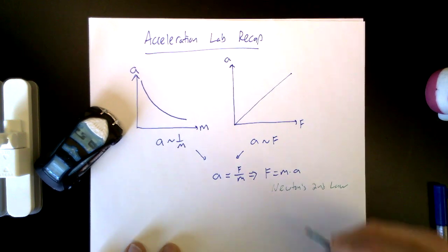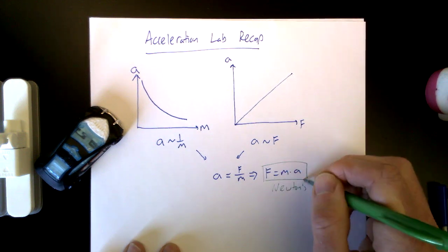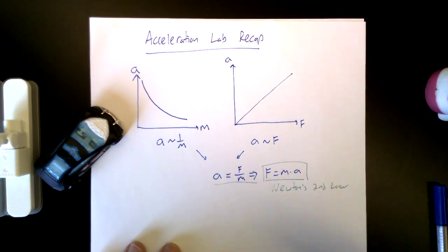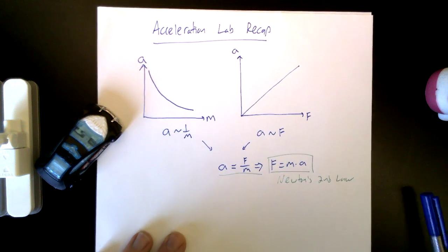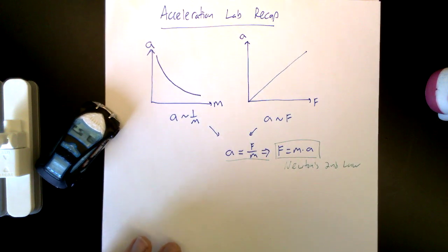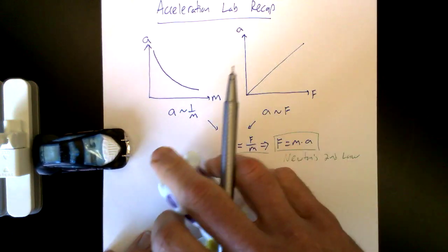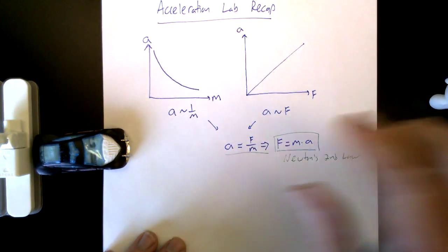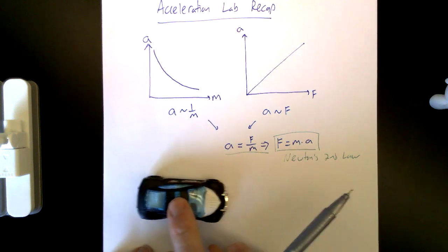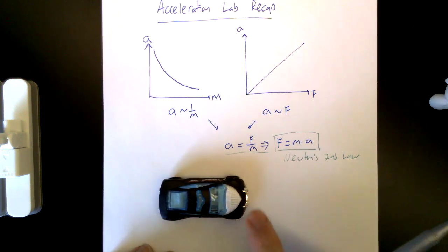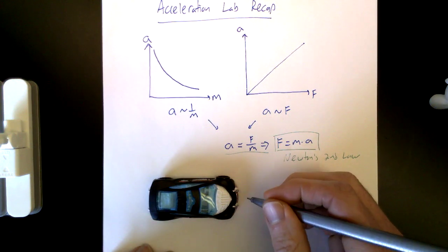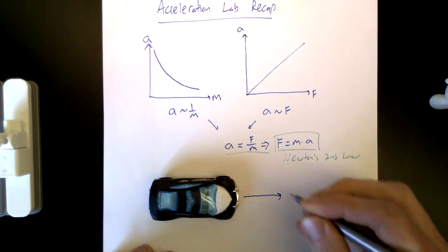That's Newton's second law, this one right here. I actually prefer to think about it in terms of acceleration as force divided by mass. So what can we do with that? Well, let's use the car, since the car, we can imagine, maybe doesn't have very much friction. And let's say we apply a force to this car in this direction.